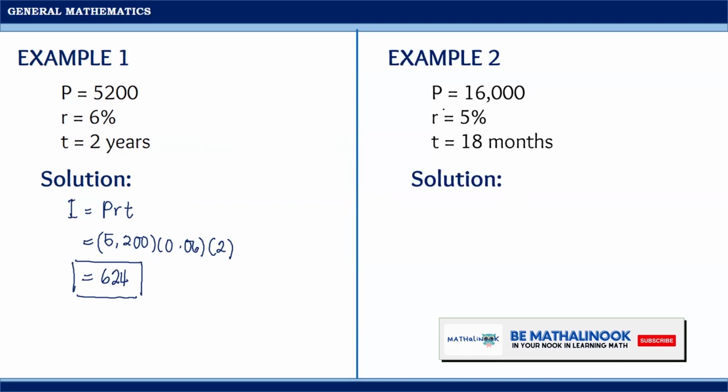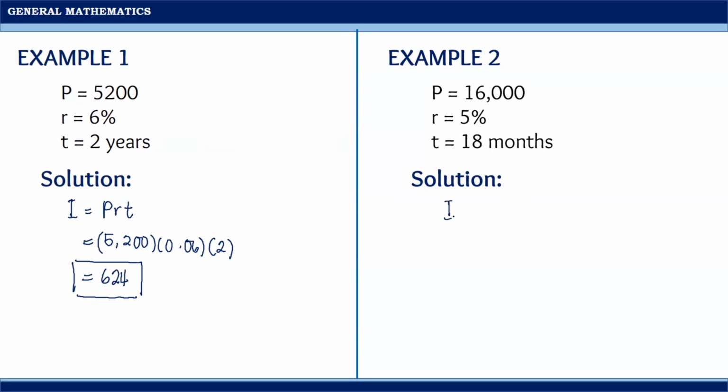For this one, suppose that our principal is equal to 16,000, the rate is equal to 5%, and the time is equal to 18 months. Then, to solve for the interest, again, we simply need to multiply the principal, the rate, and the time. Remember that we need to convert the 5% into decimal, so it will become 0.05. And the time being given in months, we need to convert it into years. So since we have 18 months here, converting it to years, it will be equal to 1.5.